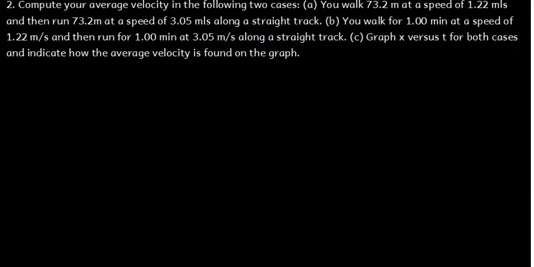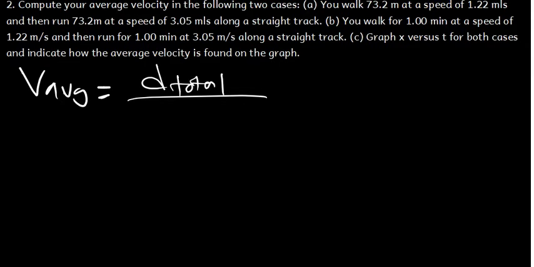But remember, the average velocity in this case is going to be the total distance covered, the distance total, divided by the total time taken. Now we don't have time, we need to find time. So let's first find time in each case. We have the first case where we have the distance, which is 73.2, and the speed. So let's find the time for the first case.